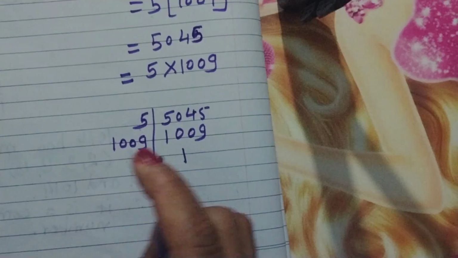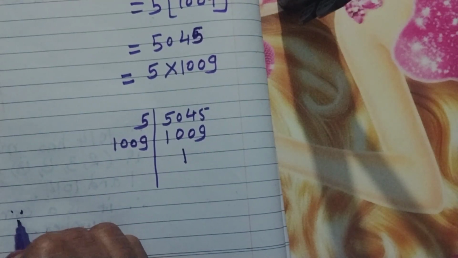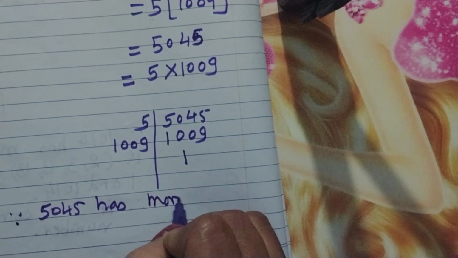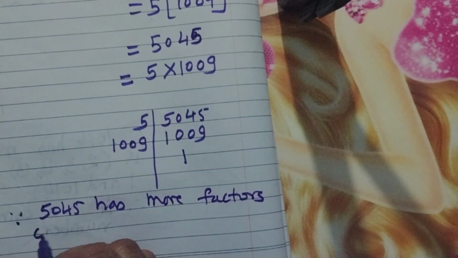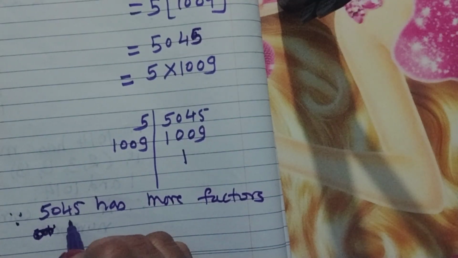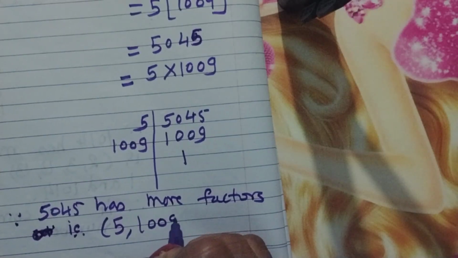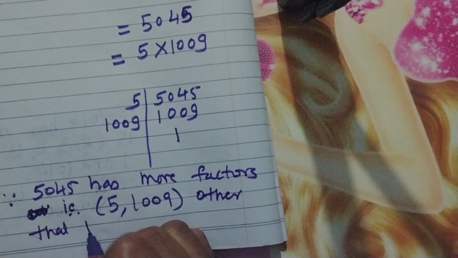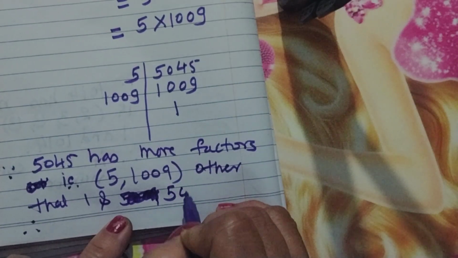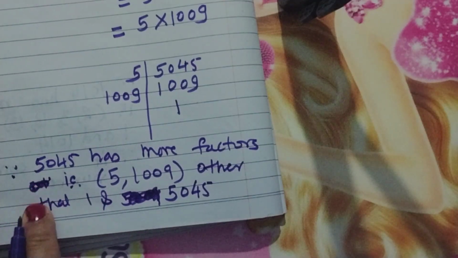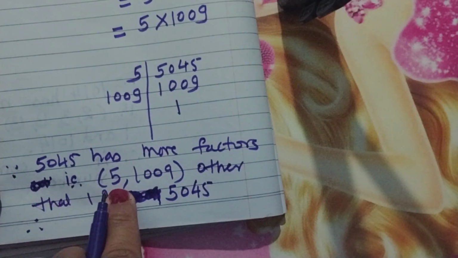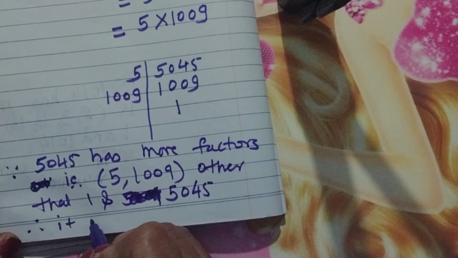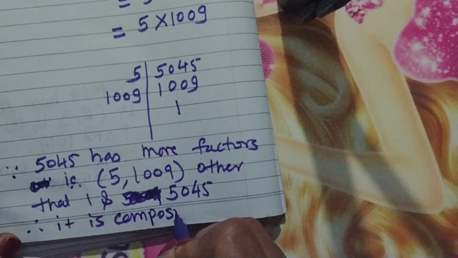Therefore we can write here: since 5045 has more factors, that is 5 and 1009, other than 1 and 5045, therefore it is a composite number.